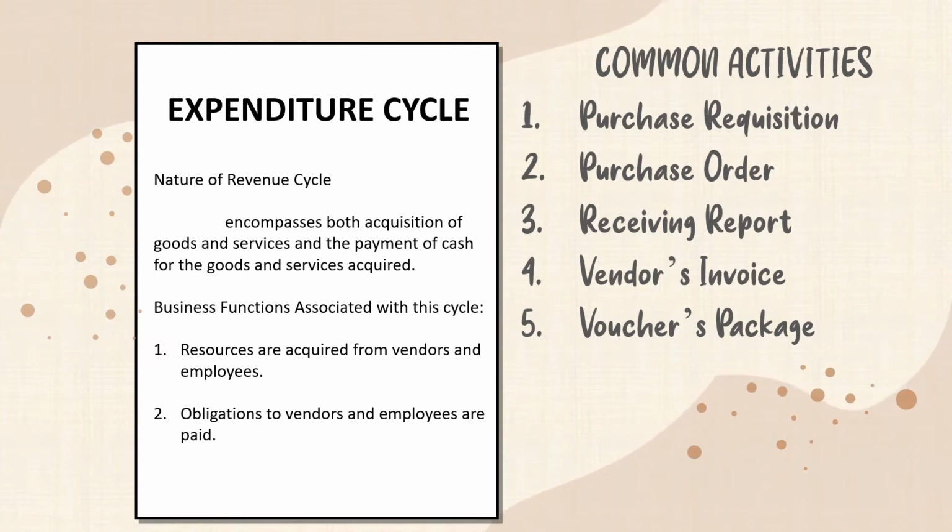Vendor's invoice identifies goods purchased and represents formal notice about the amount in terms of payment, also called a bill. And lastly, the vouchers package. So the vouchers package is a requisition, purchase order, receiving report, and invoice, and often includes the summarizing document of the voucher.